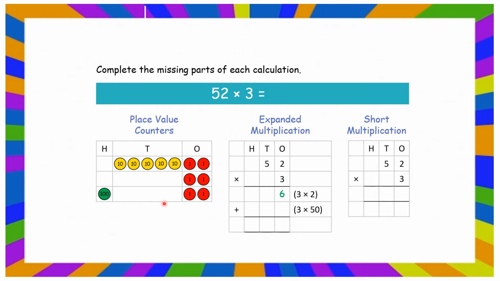Now let's use the expanded multiplication. For the expanded multiplication, first I have to multiply using number 3. Multiply first the ones and then the tens. So how many ones do I have? 2 ones. So 3 multiplied 2 gives me 6. Now I need to multiply the tens, which is 3 multiplied 50, and that is going to be 150, because I have 5 tens and 5 tens is the same as 50.